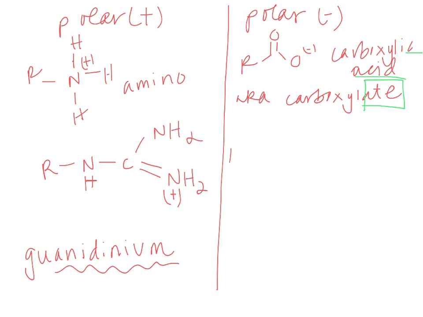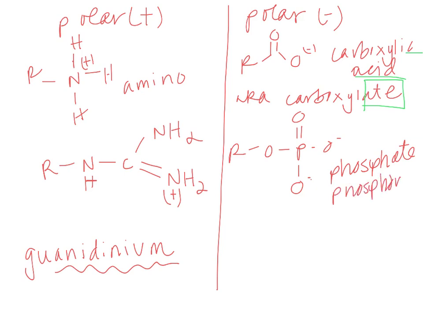Okay. The second one is the phosphoryl group, which is a phosphate, or a phosphorus attached to 4 oxygens, 2 negative charges there. I call this a phosphate group. You'll see it also as a phosphoryl.